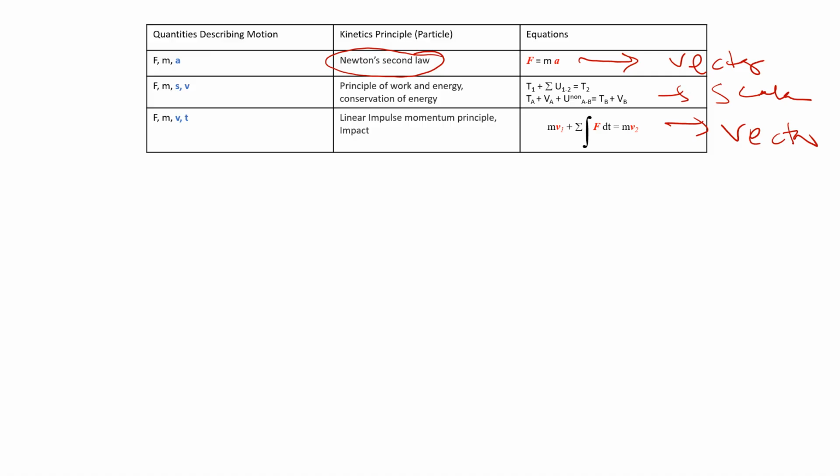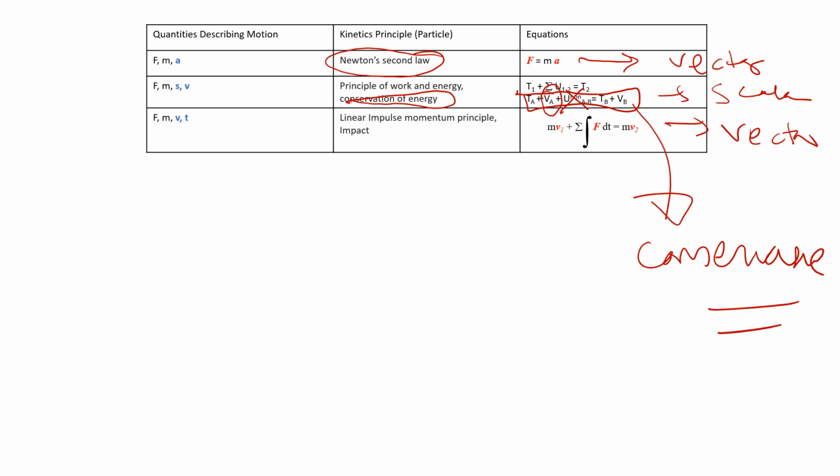Sometimes there is a modified form of the work energy principle which relates to the conservation of energy, and this is not a velocity, this is a potential energy. So initial potential energy plus kinetic energy equals the final potential energy plus the final kinetic energy. You use this one when all the forces are conservative, so this is easier to use.